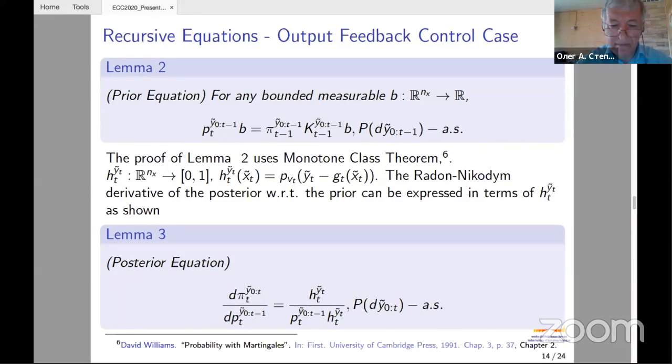Now, by defining h as the density function of measurement noise, we can show in lemma 3 that the Radon-Nikodym derivative of the posterior with respect to the prior is a function of h divided by the integral of h with respect to the prior. And the proof of lemma 3 follows similar techniques as given in Crisan et al.